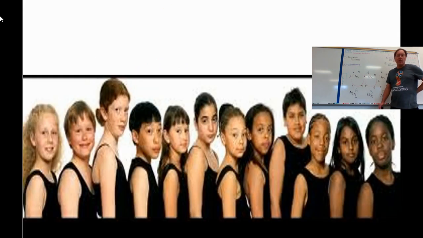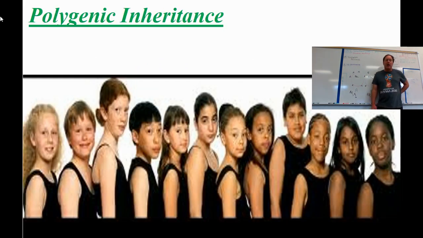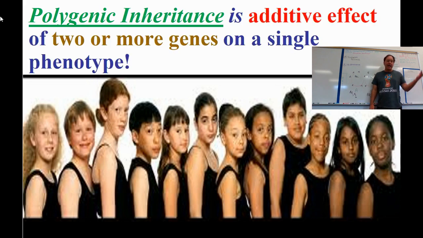Well, here's the last thing that I'm going to go over, polygenic inheritance. Poly just means many-gene inheritance. And I gave you the example of eye color, same with skin color. I'm going to tell you that there are over 20 genes that combine to create your melanin content and then your skin color. It's an additive effect of 2 or more genes on a single trait.